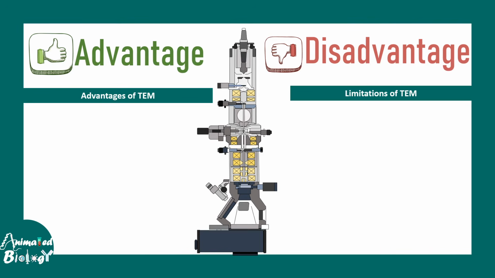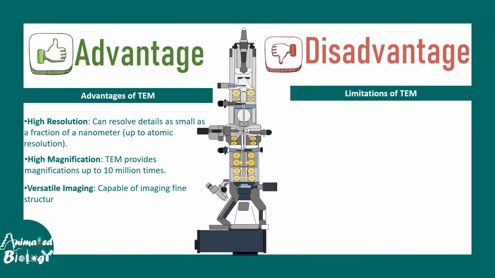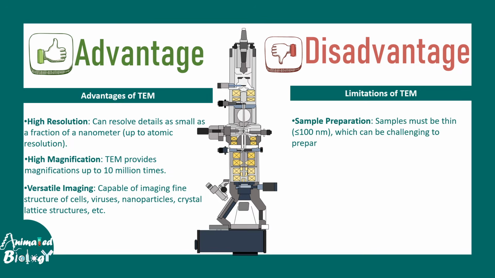Now let us quickly go through the advantages and disadvantages of the microscope. So basically it offers high resolution, high magnification, and versatile imaging applications. It can image nanoparticles, crystals, and also biological specimens. But limitations are plenty. Sample preparation is cumbersome. Any biological specimen has to be as thin as 100 nanometers so that the electron beam can pass through.